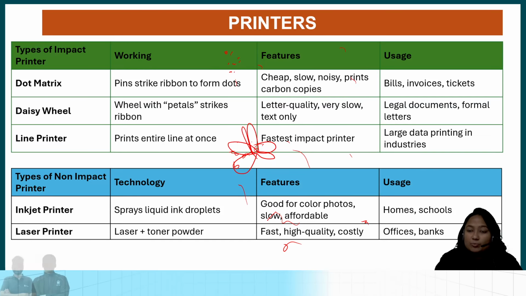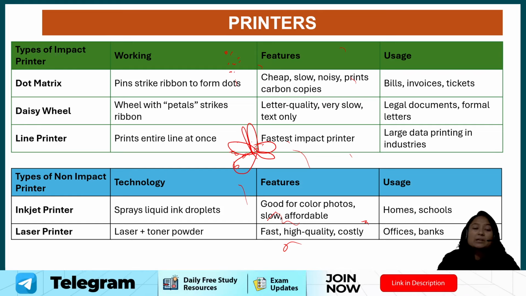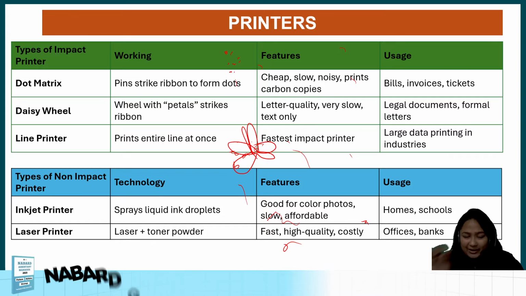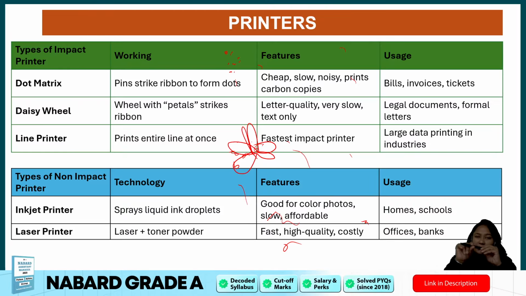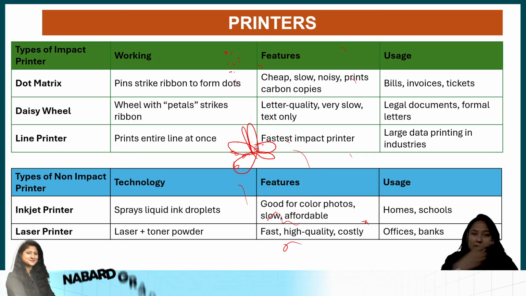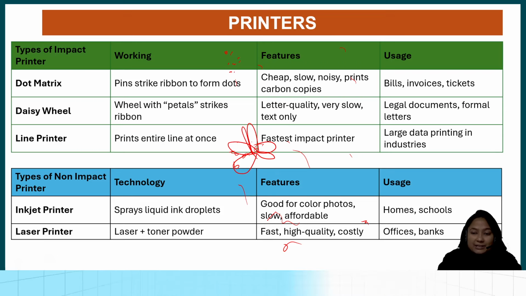Now this again was popular for legal documents. It's quite slow, the letter quality is not that great, and it's only text based. Then we have the line printer. It is named line printer because it can print a whole line in one go. In this line printer we also have the chain printer. It is divided into chain printer and drum printer. In the drum you have the words written, and in the chain printer you have the words written over the chain. It is a fast impact printer and it is used for large data printing.